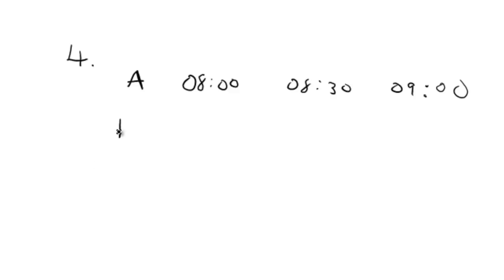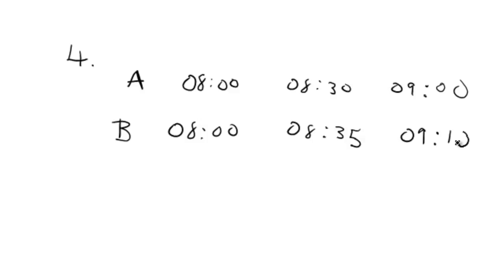Now B, it rings every 35 minutes. So it starts at 8. But then the next one is 8:35. And then the next one, you've got to add on 35 to this. So if I add on 25, it's 9 o'clock. 9, 10.